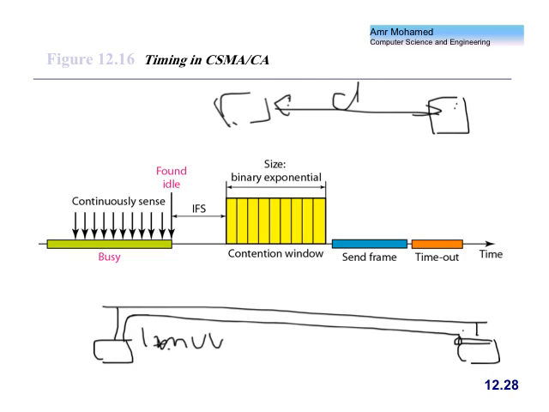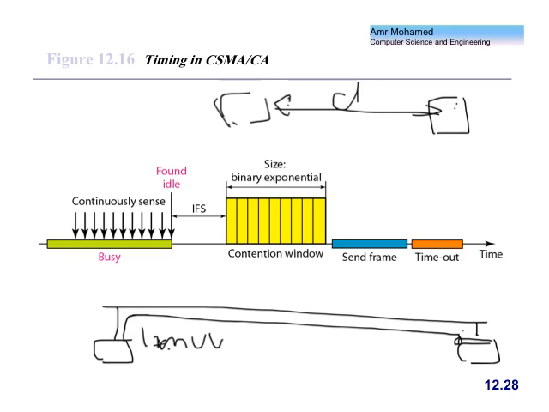Higher priority, bravo. Why? Because this means that the next time you try to access the channel, it will be before the other station. So that means that you implicitly have higher priority because you have to wait for a shorter amount of time. Okay?